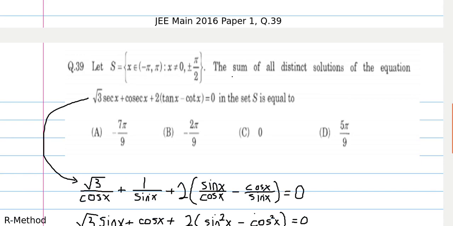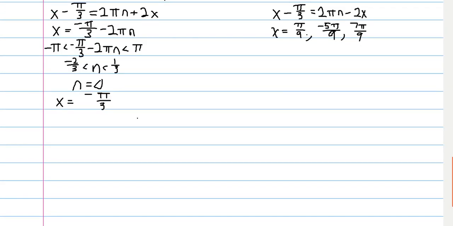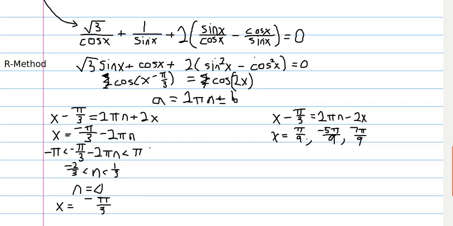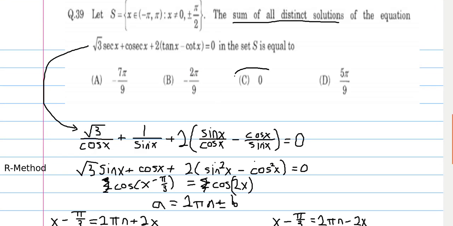Now, the problem is asking for the sum of all the distinct solutions, and so that would be these four x values here. The sum of these three is 7 plus 1 minus 5, which is 3 pi over 9. 3 pi over 9 is the same thing as pi over 3. So pi over 3 plus negative pi over 3 is just 0. So the final answer is C, 0.